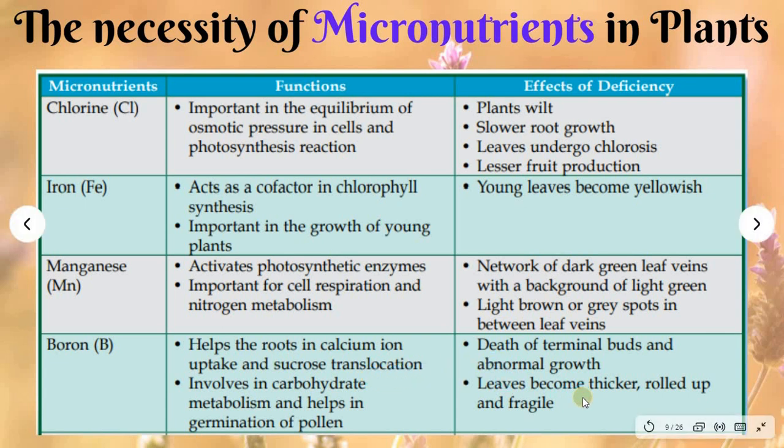Effect of deficiency: death of the terminal buds and abnormal growth, leaves become thicker, roll up and fragile. That is the effect of deficiency of the boron.